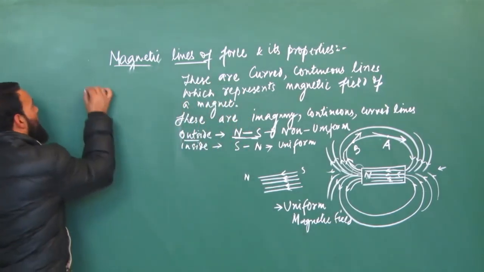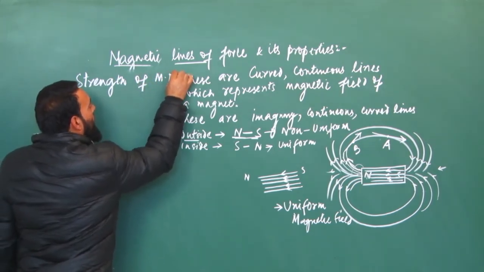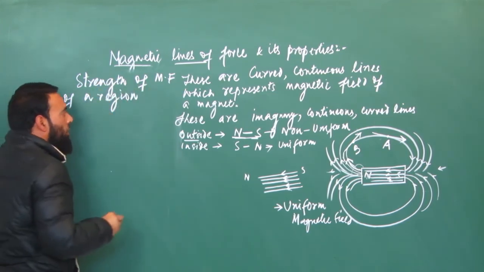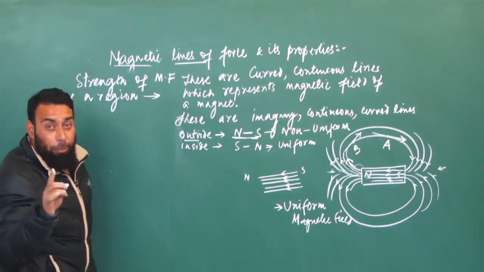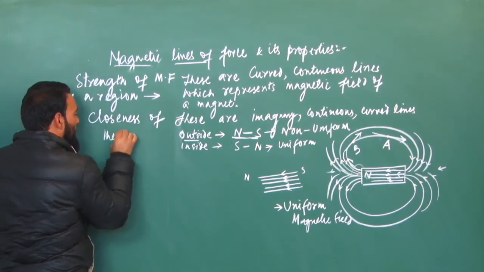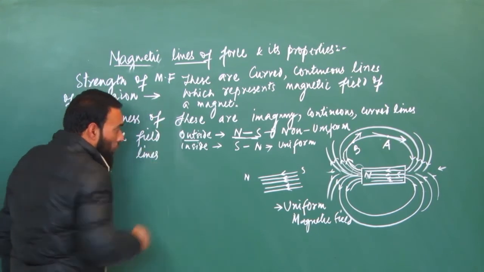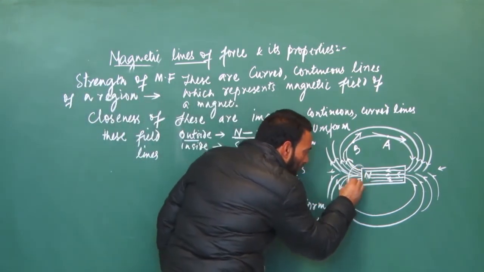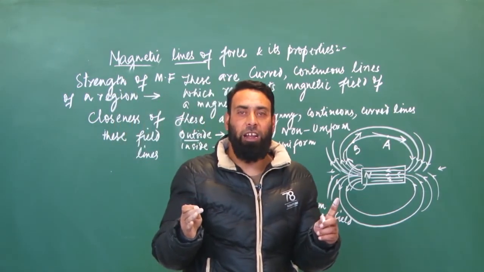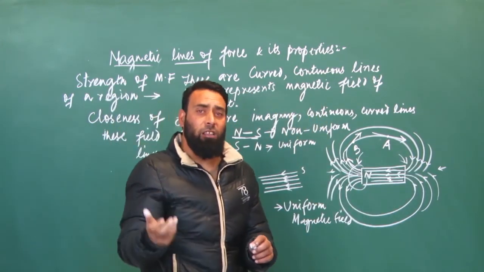So we can say the strength of the magnetic field of a region is determined by the closeness of these field lines. So what does it mean? These field lines are very close at the poles of the bar magnet. So we can say in the bar magnet, the maximum magnetic field strength is at its poles. Because at the poles they are so close to each other, the magnetic field is very high.